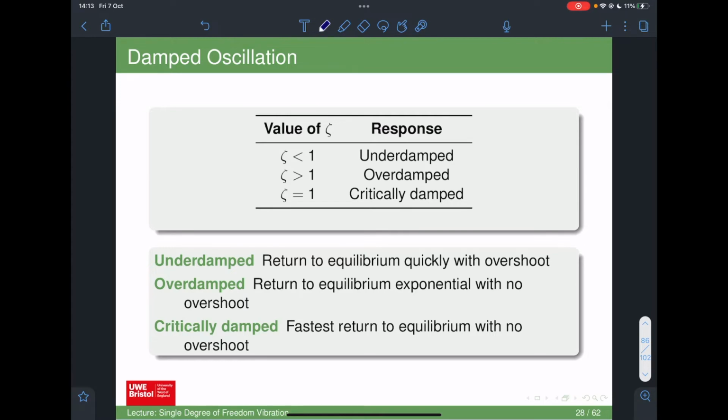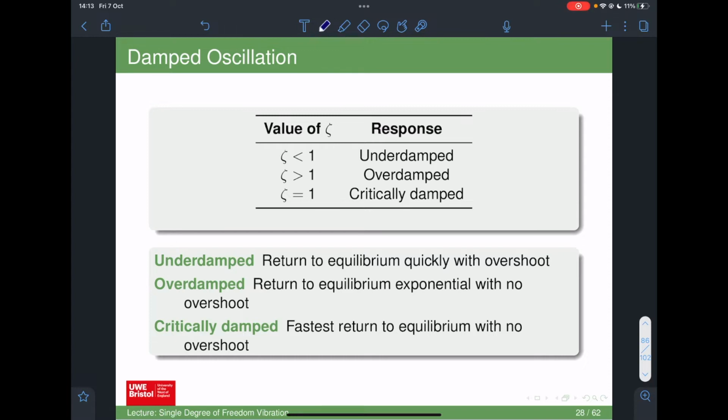Now, the way these responses look when you actually start a system oscillating will be different for various damper rates. Let's start with the underdamped. You get a system that responds very quickly, but when it reaches equilibrium, it'll overshoot, and then it will move back and overshoot again. So a bit like the free undamped system, it will continue to oscillate, but it obviously gets to that equilibrium position quite quickly.